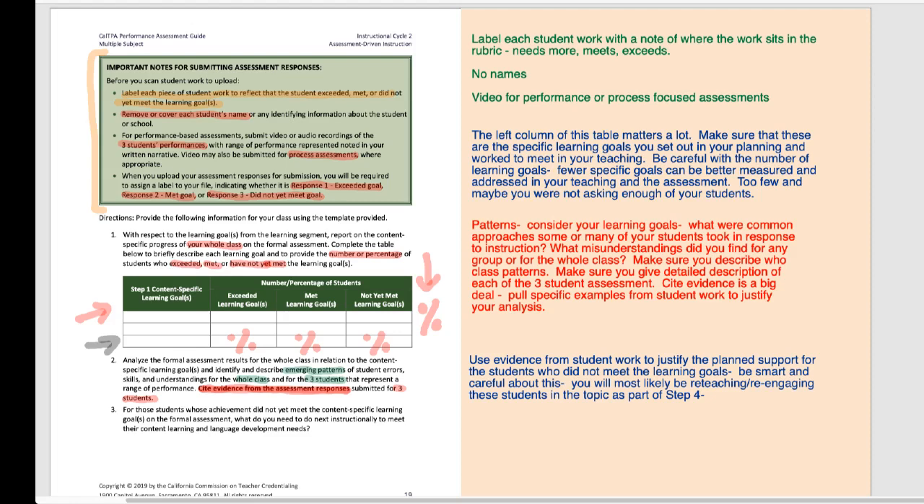All right, for number 3, for those students whose achievement did not yet meet the specific content-specific learning goals, okay, so did not yet meet, what do you need to do next?